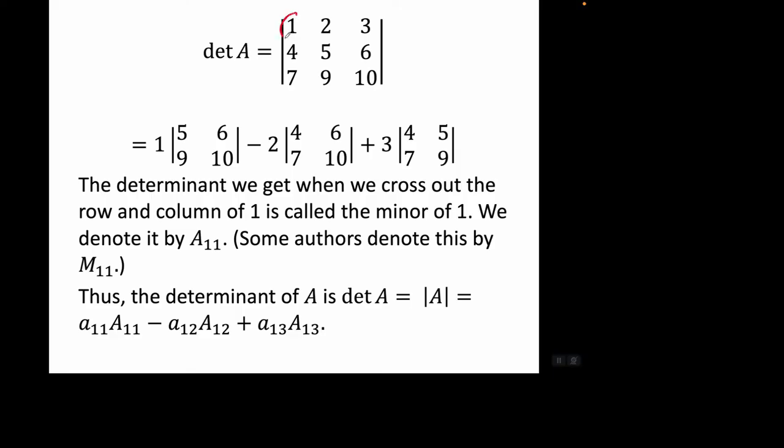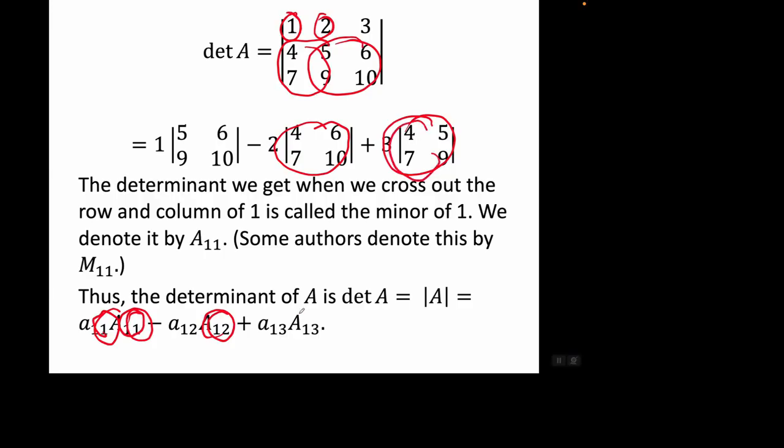So it's going to be little a11, which in other words is 1, times the minor, 5, 6, 9, 10, minus 2 times the determinant you get when you cross out the row and column of 2. So that's going to be 4, 6, 7, 10. That's the minor, capital A12, plus 3 times the minor of 3. In other words, 4, 5, 7, 9. And that's the minor of 3, capital A13.